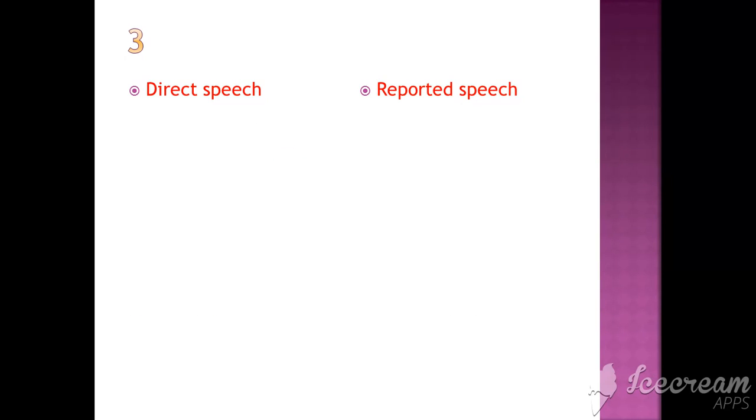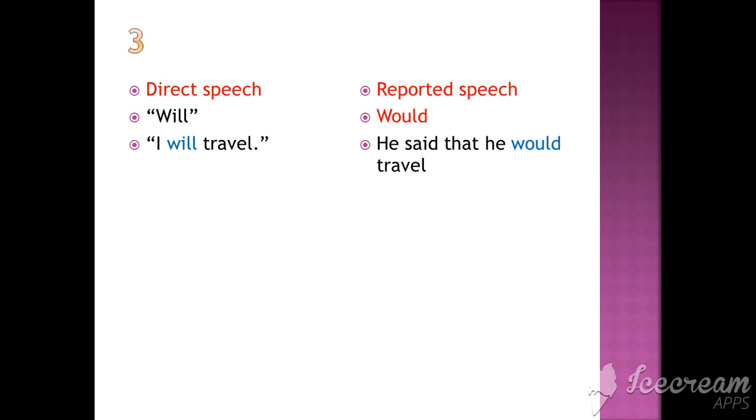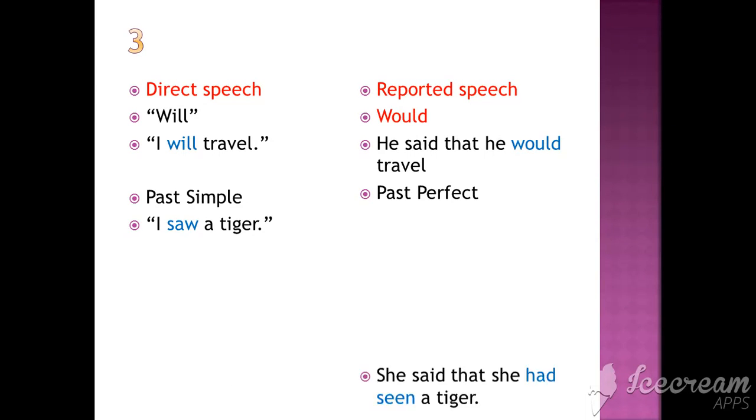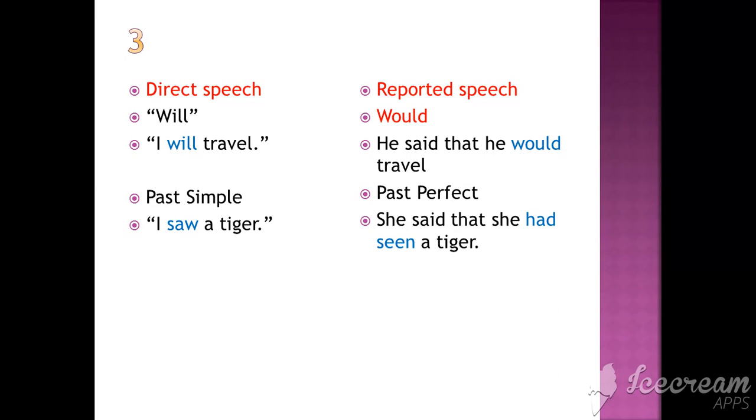Number 3. We have here some examples from moving from direct speech to report speech. If we have will, it turns to be would. For example, I will travel tomorrow. It turns to be he said that he would travel the following day. The past simple turns to the past perfect. So if we have I saw a tiger, it turns to be she said that she had seen a tiger.